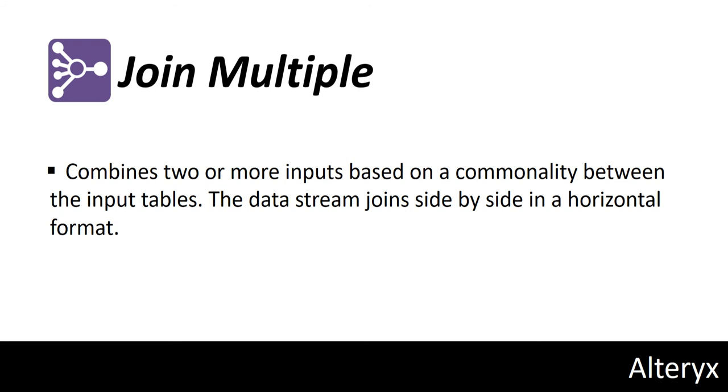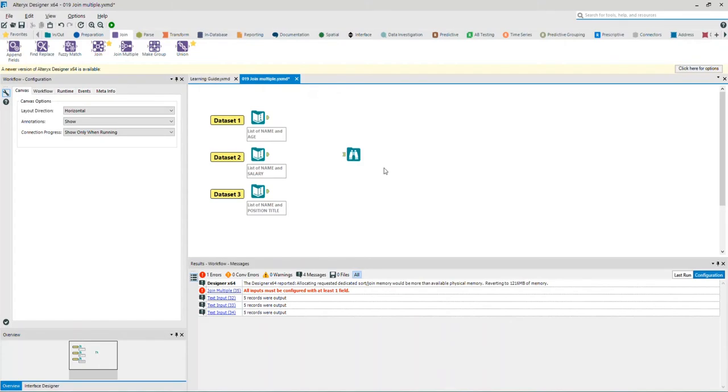Join Multiple combines two or more inputs based on a commonality between the input tables. The data stream joins side by side in a horizontal format. I will be using 3 datasets as inputs. We can add 2 or more inputs to the Join Multiple tool as long as there is a commonality between the input tables. Let's first analyze the 3 text input datasets.